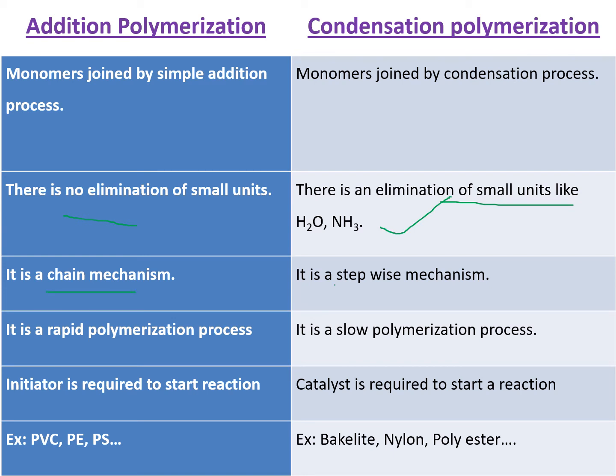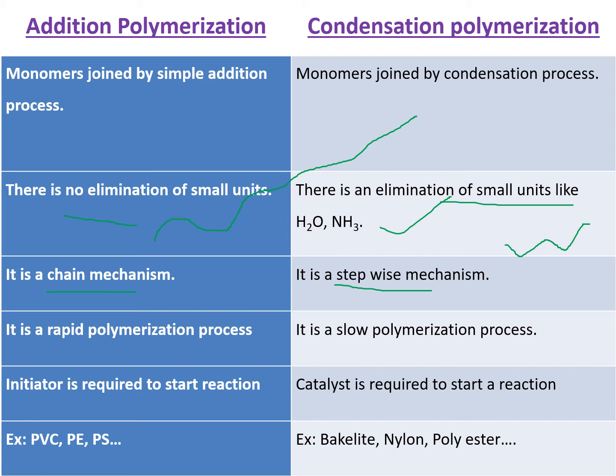Condensation polymerization is a stepwise mechanism. Chain growth means one monomer contacts another one, and like that the chain goes on. That is called addition polymerization here. In stepwise growth, monomers form dimers, form tetramers, form octamers, form decamers. Like that, stepwise polymer growth increases. That's why it is called condensation polymerization.